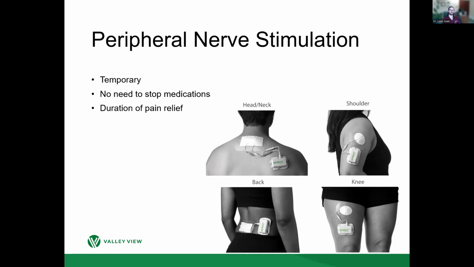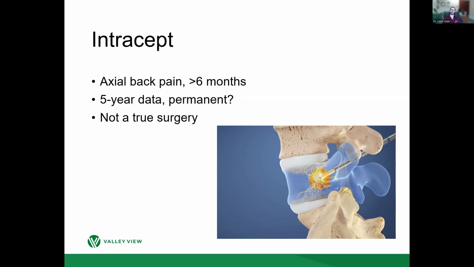Next would be called Intracept, also known as basovertebral nerve ablation. So this is for axial low back pain, meaning pain in the back that's not radiating down the legs, that you've had for more than 6 months and has failed conservative therapy, such as physical therapy and medications. With this procedure, what you're doing is ablating, cauterizing, burning, again, whichever term you'd like to use, a small nerve that's inside the bone of the back called the vertebral body. The way you access that vertebral body is the same as a kyphoplasty.